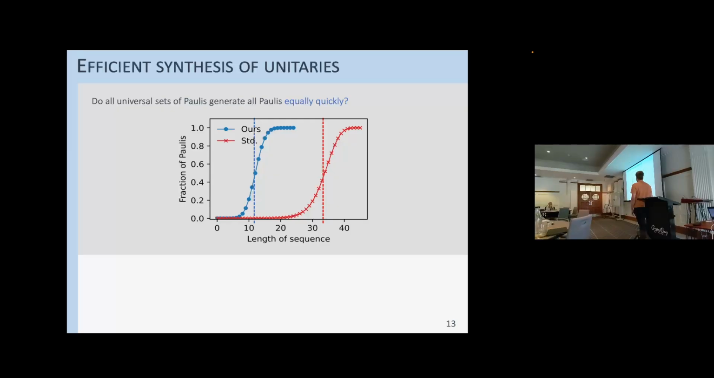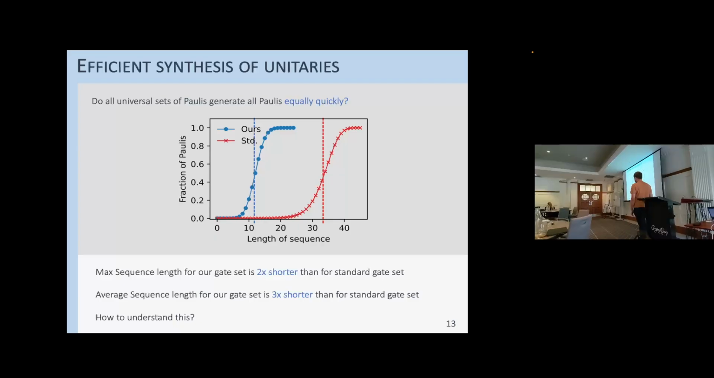What I'm showing here is, once you've considered commutators of some certain length, how much of the poly group have you filled? And the 2 curves are for the standard gate set that I showed, which is X, Z, and ZZ. Those are the polys I'm considering. And then for our weird fractal gate set. And so you can see that the maximum length of a sequence that you need for our gate set is 2 times shorter than for the standard gate set, and the average length is 3 times shorter.